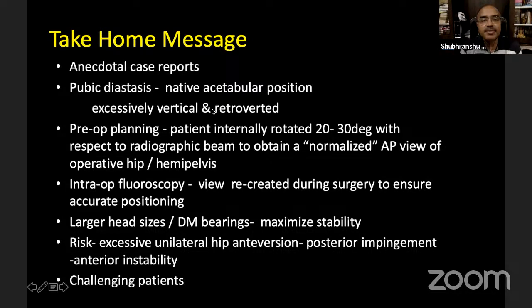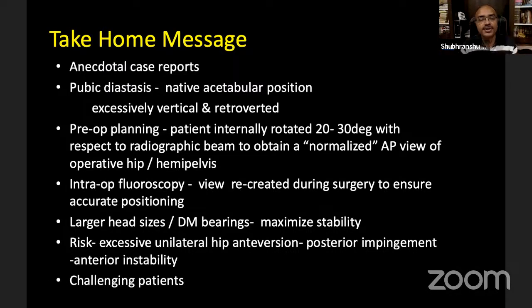It is excessively vertical and retroverted. So pre-op planning involves patients should be internally rotated 20 to 30 degrees with respect to the radiographic beam, in order to obtain a normalized AP view of the operated hip or hemipelvis. So you decide about the normal position by looking at the obturator foramen. Intraoperative fluoroscopy, when you do, you view the recreated position during surgery to ensure the acetabular positioning.